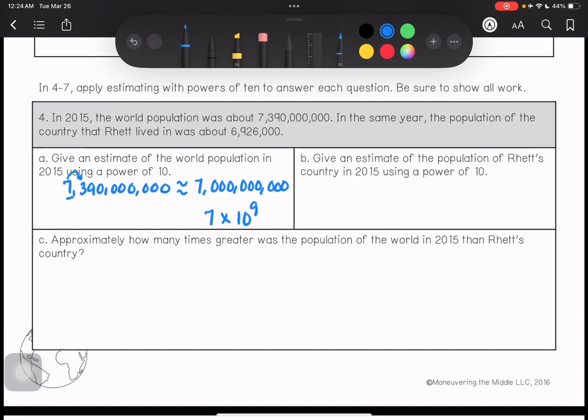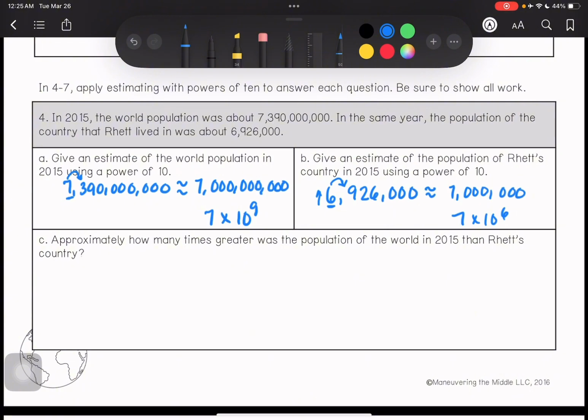Letter B, it says give an estimate of the population of Red's country in 2015 using the power of 10. So we have 6,926,000. I look to the right of that digit, it is 5 or more, so raise the score, which means 6 will now increase by 1 and go to 7 million. And to write this in scientific notation, it's 7 times 10 to the 6th power.